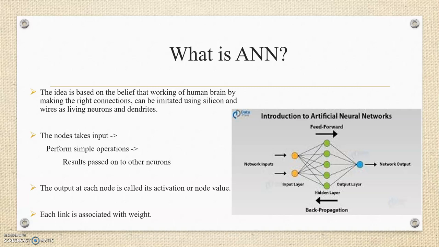Artificial neural network is a computational system influenced from the structure, processing abilities, and learning abilities of a human brain. The nodes can take input data and can perform simple operations on the data. The result of these operations is passed to the other neurons. The output at each node is called its activation or node value. Each link is associated with some weight, and artificial neural networks are capable of learning, which takes place by altering weight values.